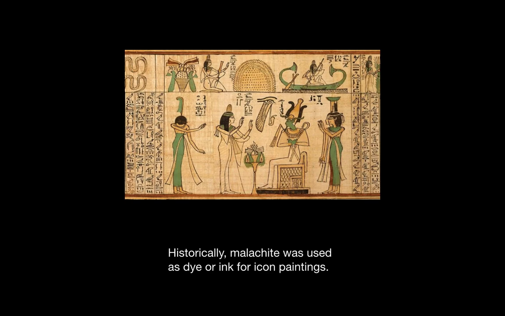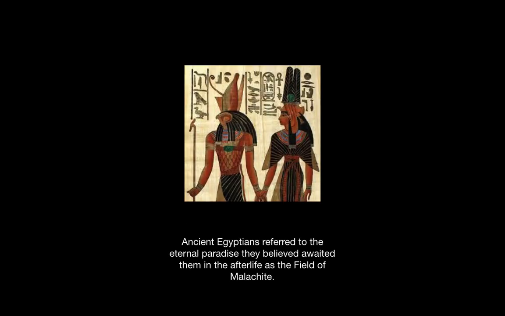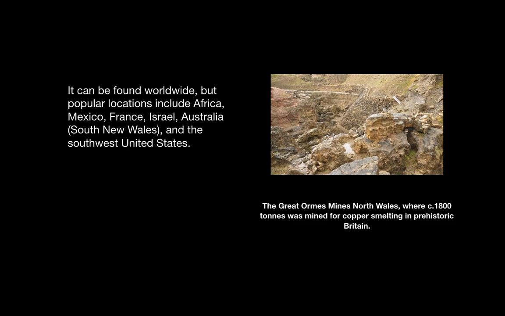Historically, malachite was used as dye or ink for icon paintings. In ancient Egypt, the color green symbolized new life and fertility. Ancient Egyptians referred to the eternal paradise they believed awaited them in the afterlife as the field of malachite. Malachite was used to protect one from evil. It can be found worldwide, but popular locations include Africa, Mexico, France, Israel, Australia, New South Wales in particular, and the Southwest United States.